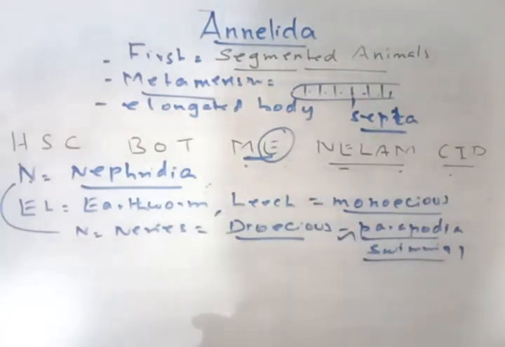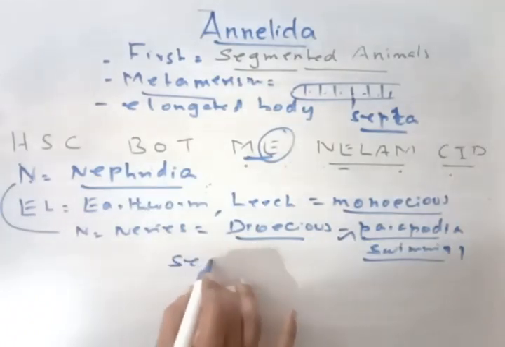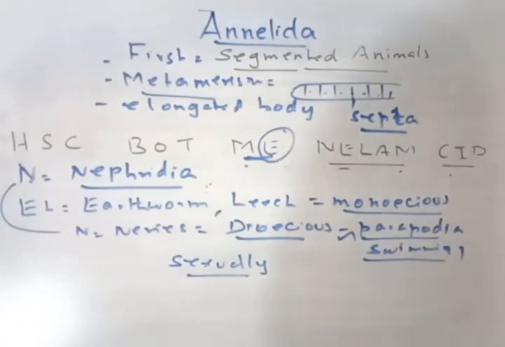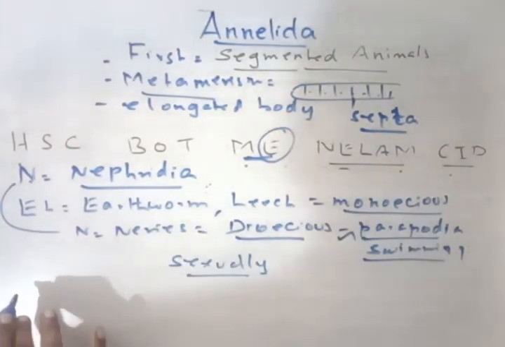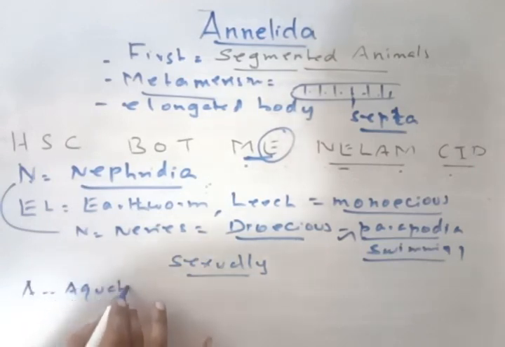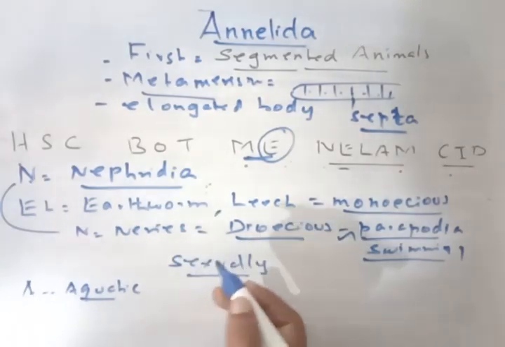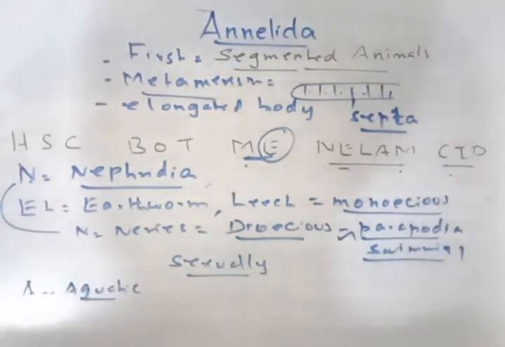This part you understood. So what is the reproduction? Reproduction here is sexual. Okay, this is over. Then A, A is for aquatic. Here we talk about annelida and Nereis. All these are aquatic animals.